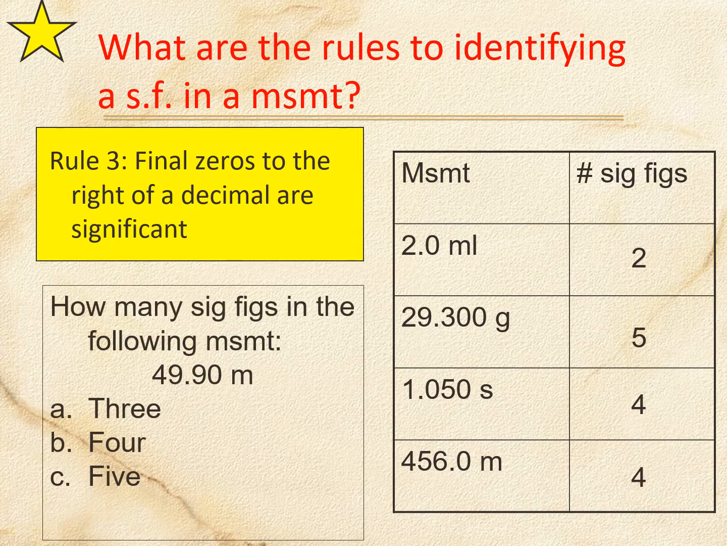How many sig figs in the following measurement? 49.40. If you chose B, you are correct. 4.